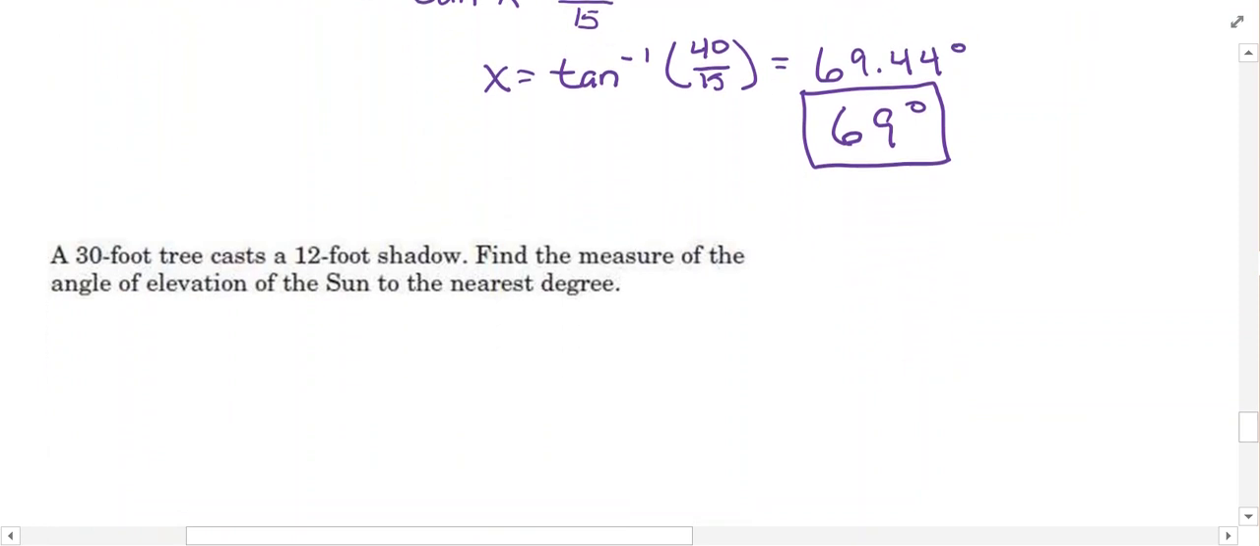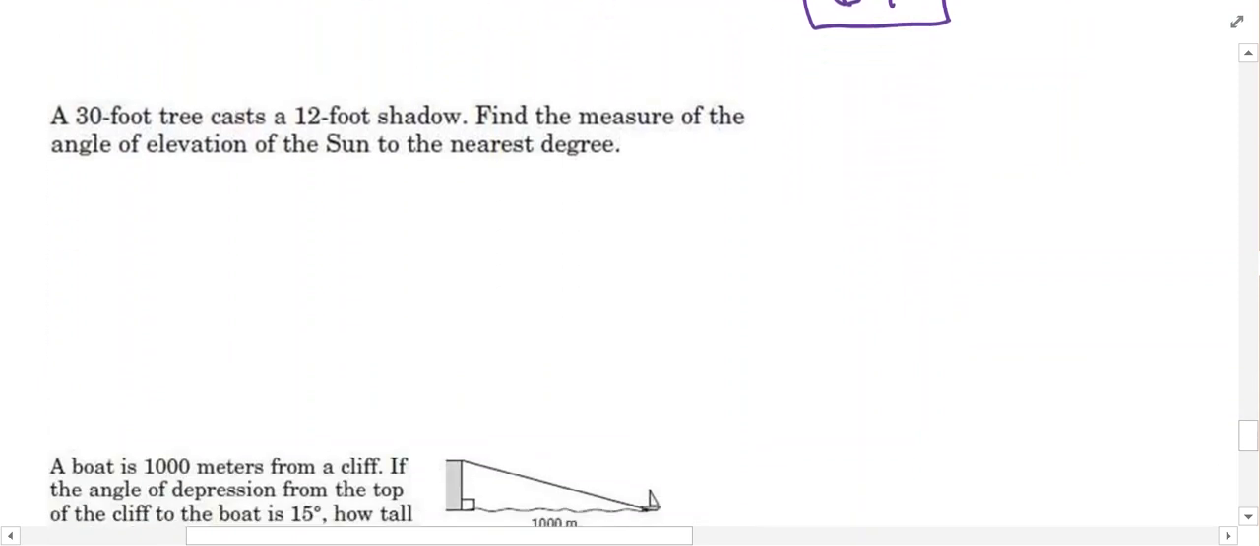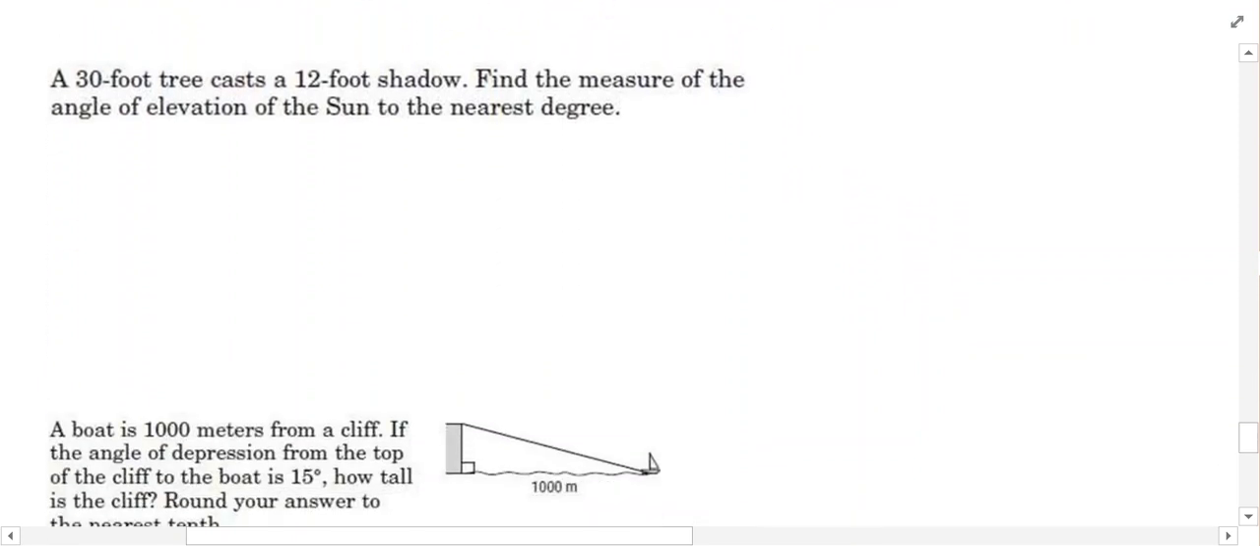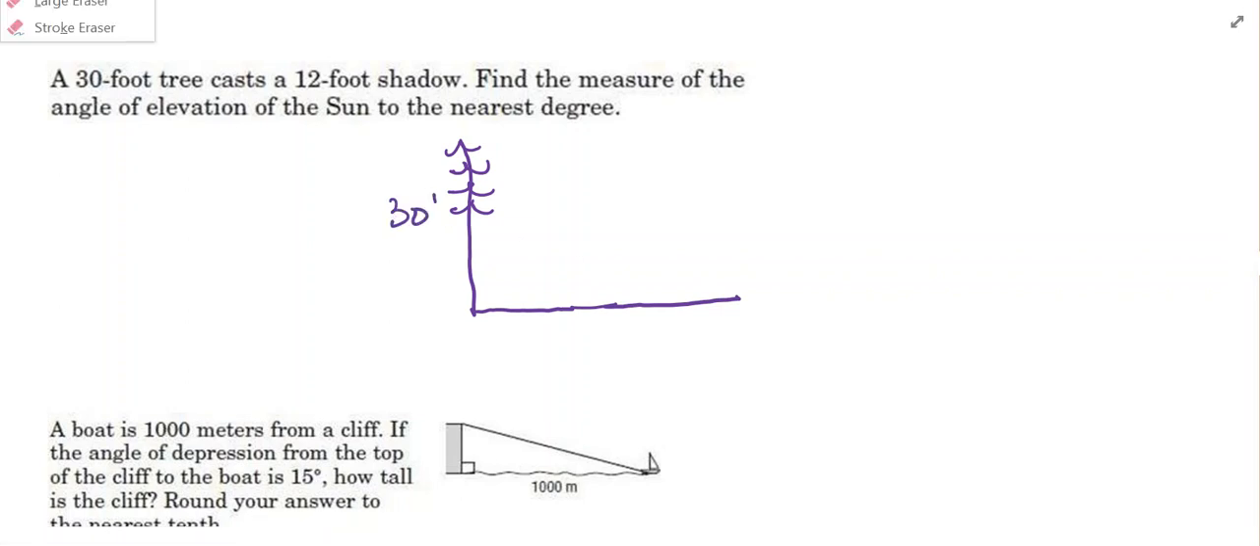For those of you who keep asking if I'm going to require that you draw a picture for one of your problems, yes, it won't be a difficult one. Just like previous in this practice test, you just have to read and then draw. So I have a tree. So here's my tree. It casts a 12-foot shadow. So my 30-foot tree casts a 12-foot shadow.